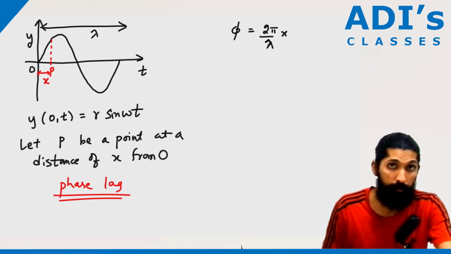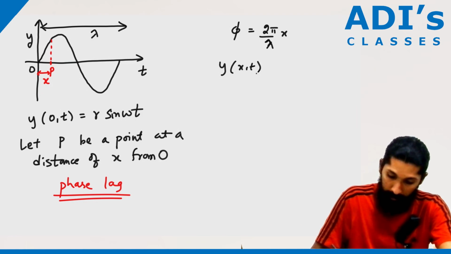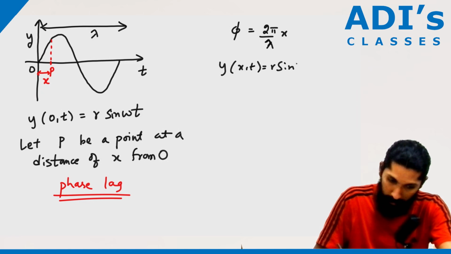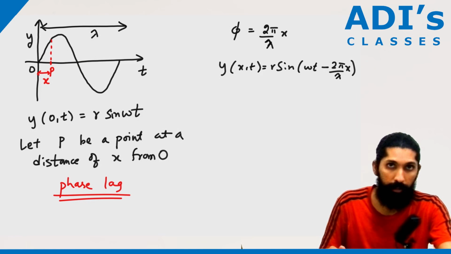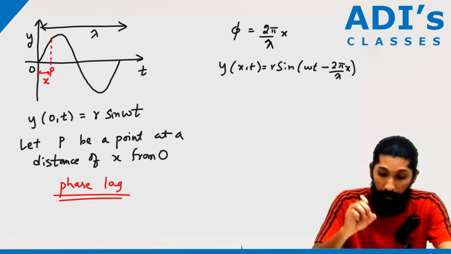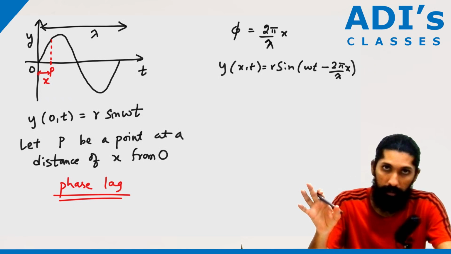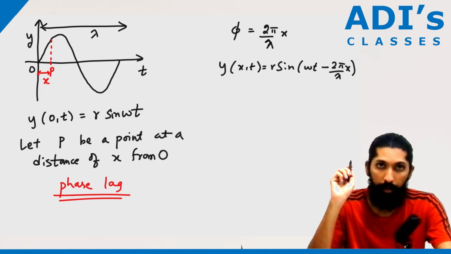Now you substitute. We try to answer this one. That means here we have y of 0 comma t, and at this place y of x comma t is equal to r sine of omega t minus 2 pi by lambda into x. Why do we write 2 pi by lambda into x? There is a phase lag. Since there is a phase lag, we write minus. Make sense? This is how we are going to write it. So r sine of omega t minus 2 pi by lambda into x.